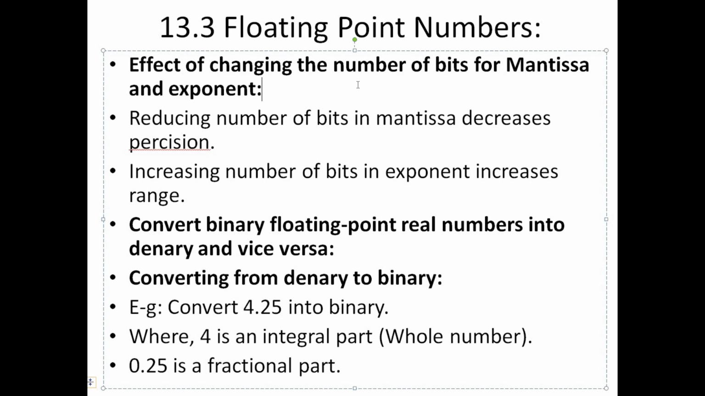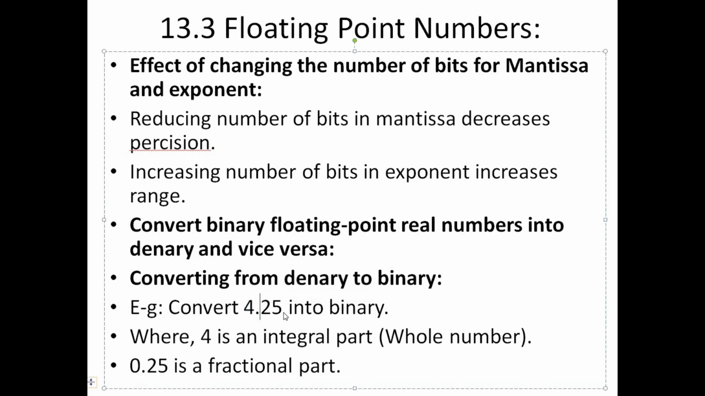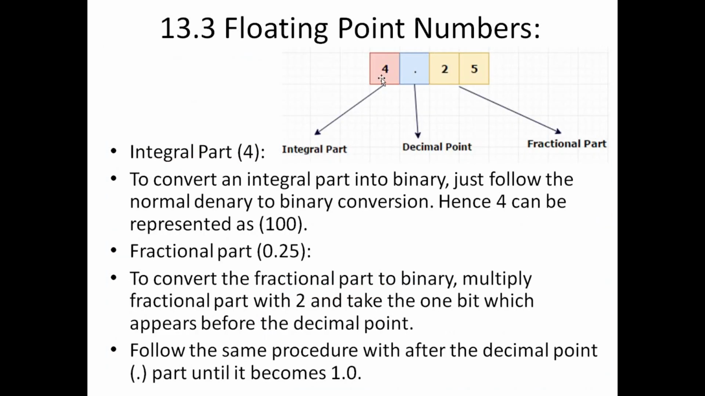Now we are going to see how to convert floating point numbers into denary and vice versa. First of all, if you're given a denary number and you're asked to write the mantissa and exponent for it, then what you need to do is break it into 2 parts. 4 is the whole number part, whereas 0.25 is the fractional part. Now we have to convert this number into binary separately. First of all, let's talk about the integral part, or the whole number part.